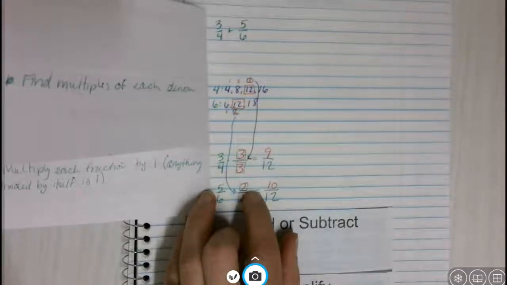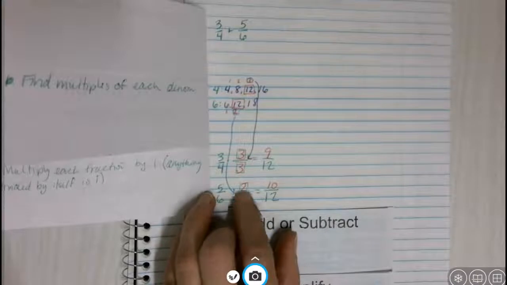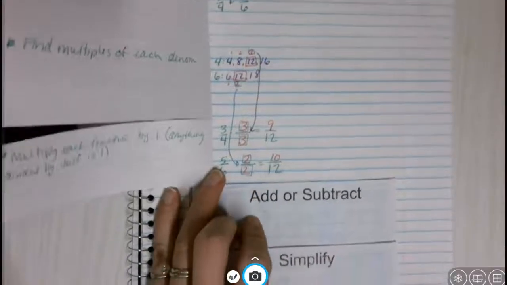Okay? And the reason we can multiply these fractions like this is because I'm just multiplying by 1. Because remember, anything divided by itself is 1, and I can always multiply by 1 because nothing actually happens.